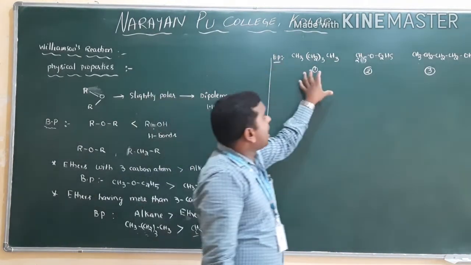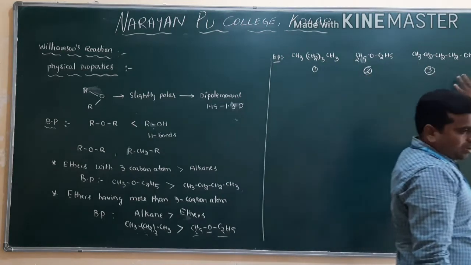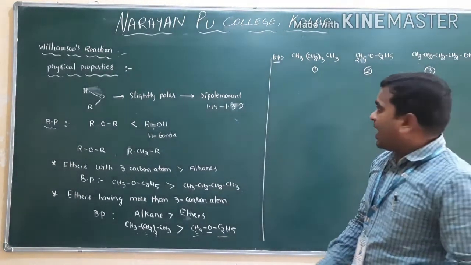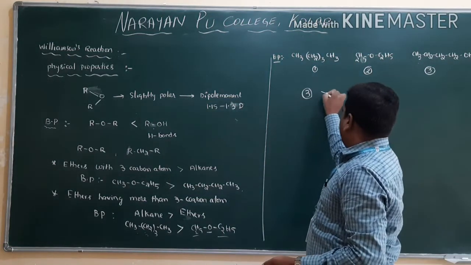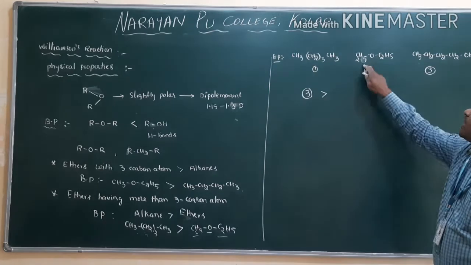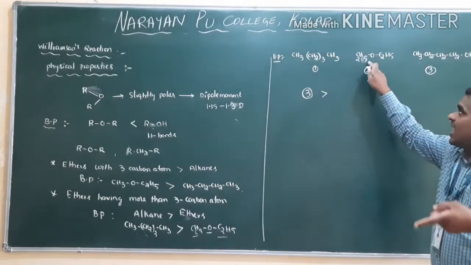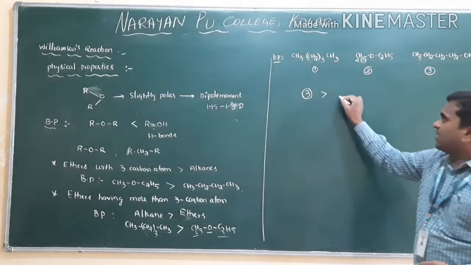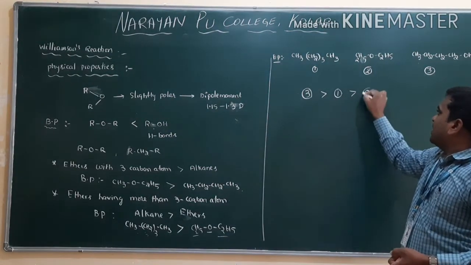First one, you know, alkane, ether, alcohol. Alcohol will have high boiling points because of intermolecular hydrogen bonding, so 3 is greater than the others. Now you see 1 and 2, the ether. How many carbons does the ether have here? Greater than 3. Greater than 3 means alkanes will have higher boiling points than the ether. So 1, and the next one is 2.